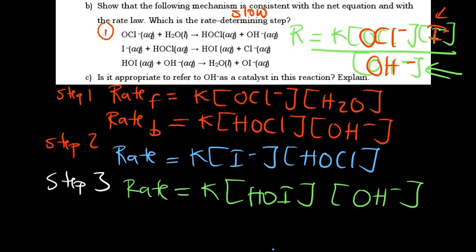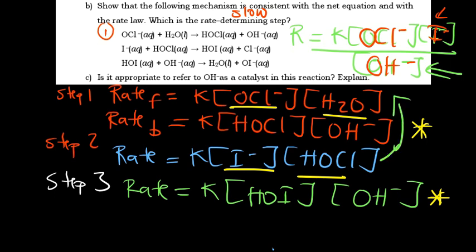So we've removed the backward for the first step and also step 3. Now if you check the first one we have OCl minus and water. So this is matching up, but water is not. If you check step 2, iodide is matching up, but HOCl is not. So we have to choose between the two, which one is most likely to be the rate determining step.